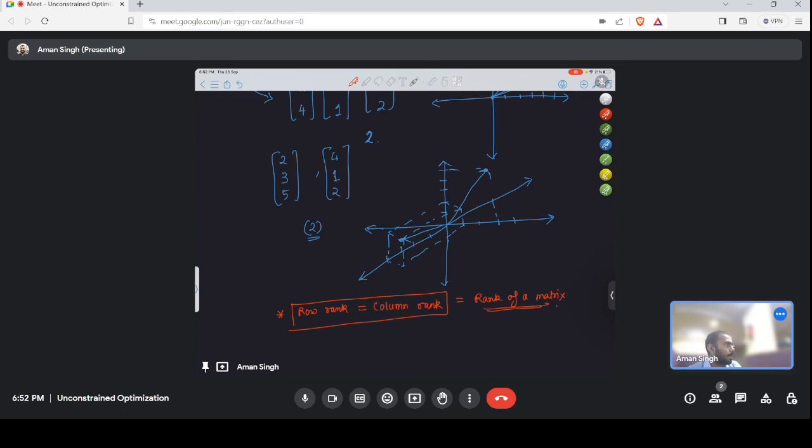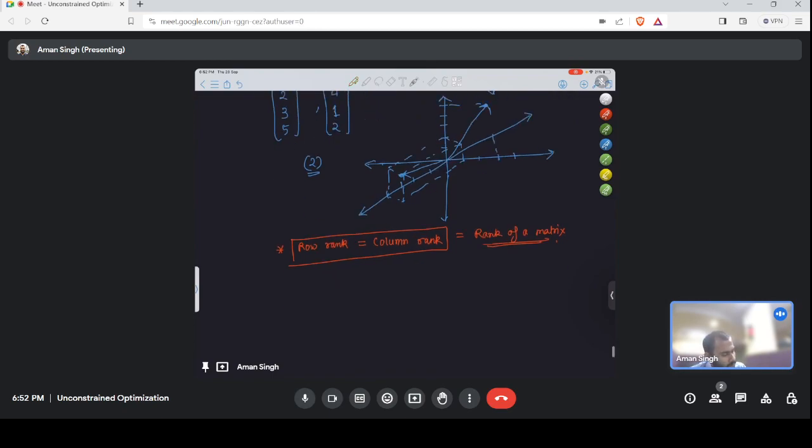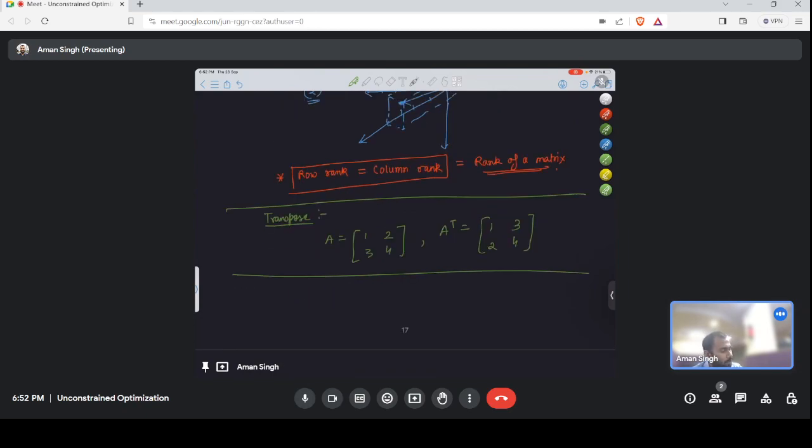Now the transpose of a matrix. There is something called transpose. Let's say A is some matrix with rows 1, 2 and 3, 4. Then A transpose is just a reversal of its rows and columns. So determinant we have already talked about. Then orthogonal matrices.